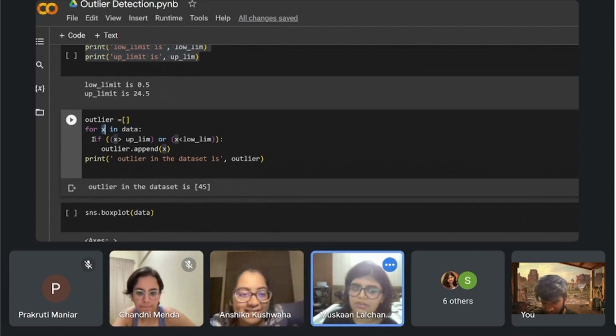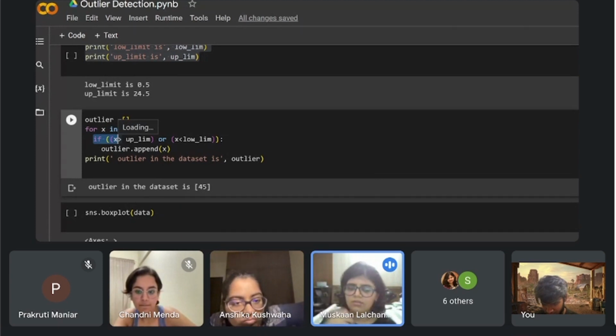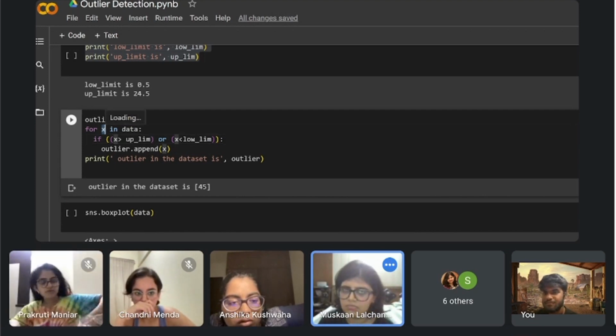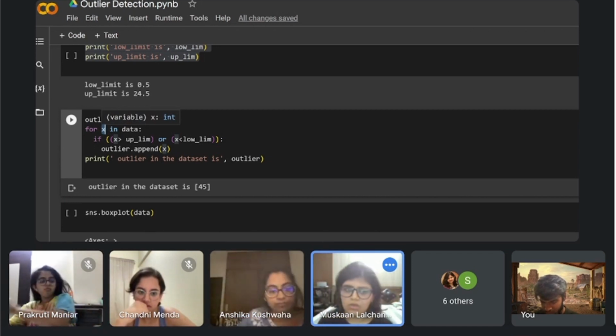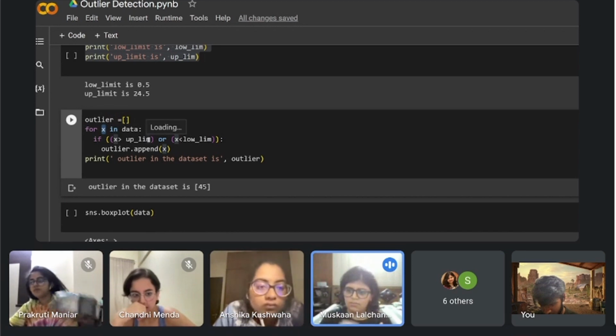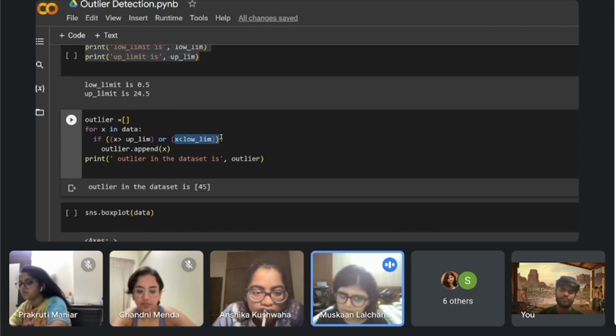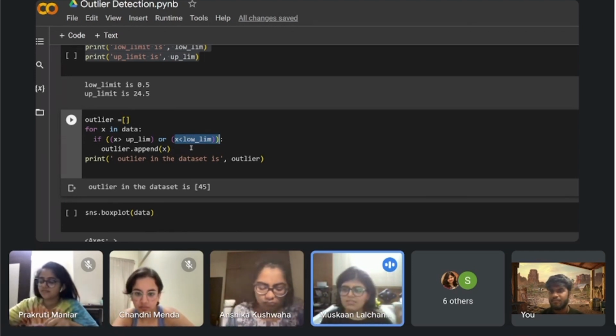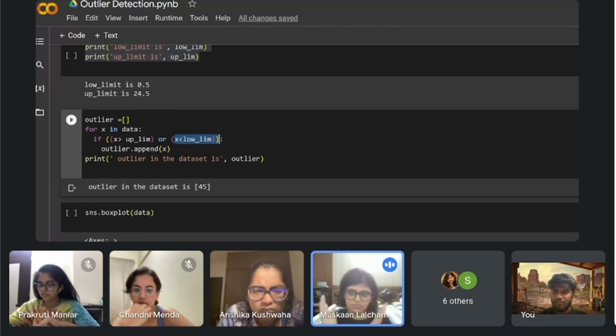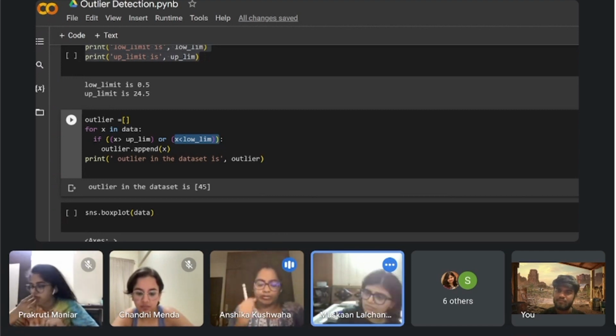Now, the if statement means a condition. It is like we're putting a condition under the loop. You are telling the program that x will start with the first number in our data, which was 7. So the first value that x will take is 7. For 7 in data, if 7 is higher than the upper limit, or if 7 is lower than the lower limit, then append x, which means put 7 in your bag. If it doesn't fit the range, if it's higher or lower than the limits, then put it in your bag.